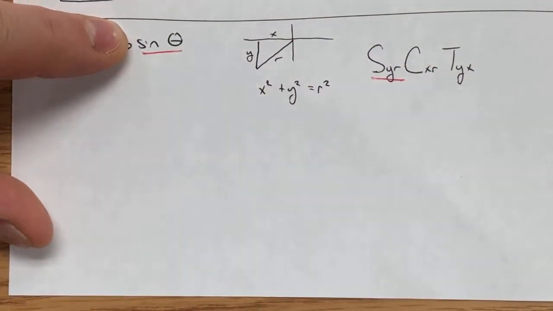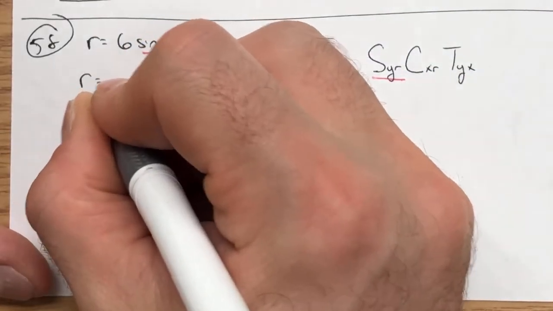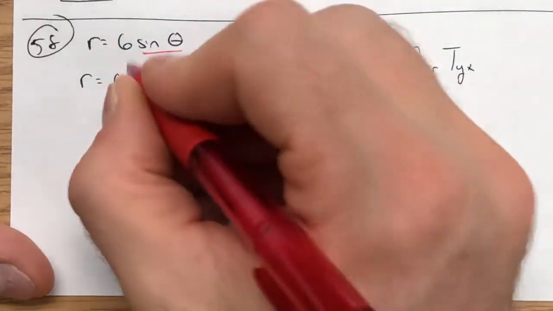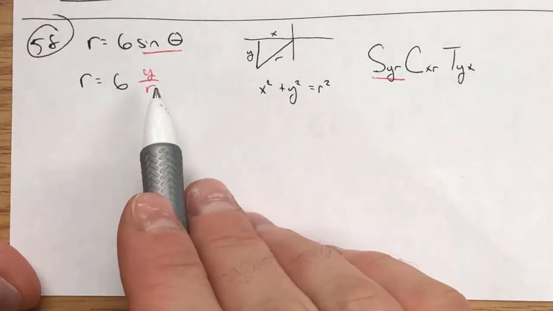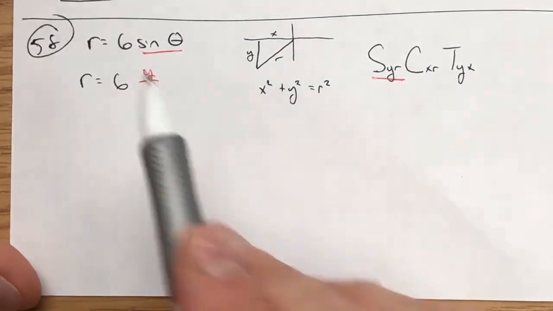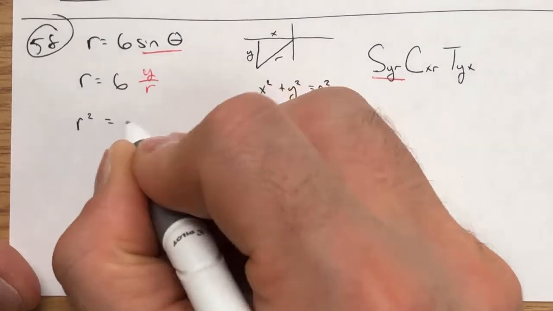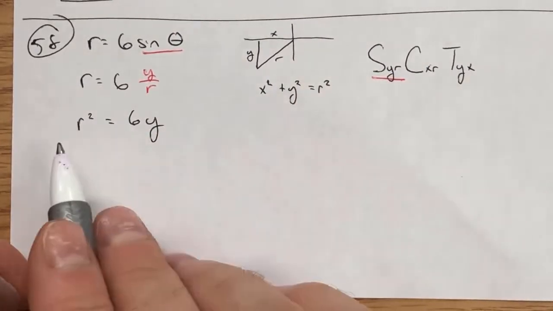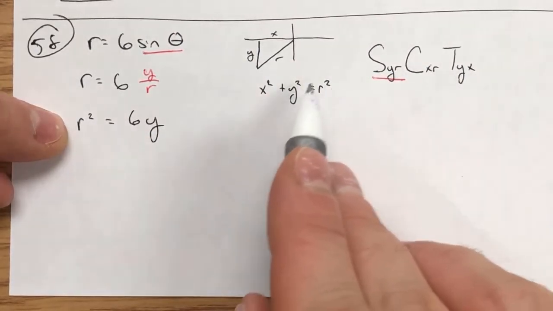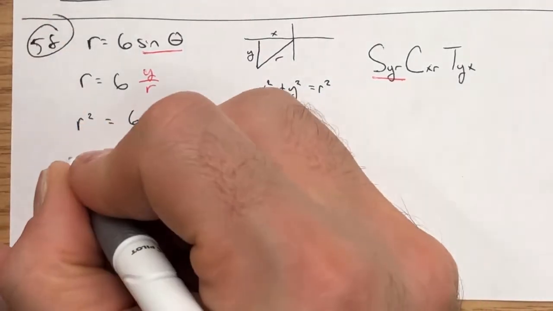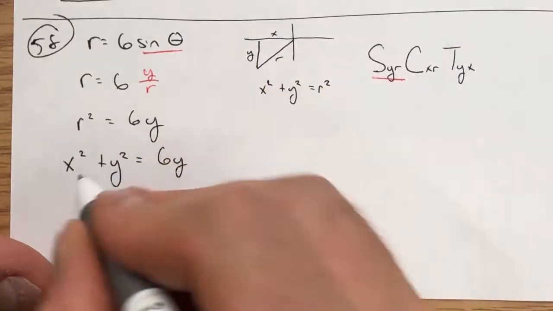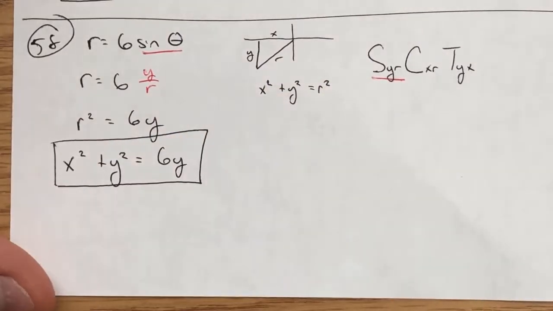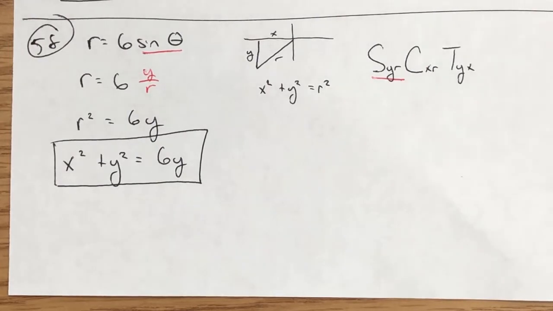So let's take a look. I have a sine function, which is going to be y divided by r. So r equals 6 times y divided by r. If I want to get that r out of the denominator, I multiply both sides by r. So I get r squared equals 6y. And lo and behold, I set myself up for the next step. I know how to replace r squared. So I get x squared plus y squared equals 6y. And there we go. So that was number 58.